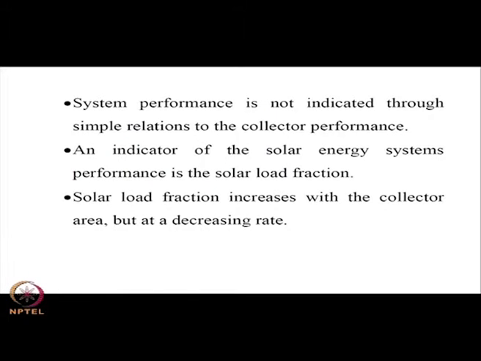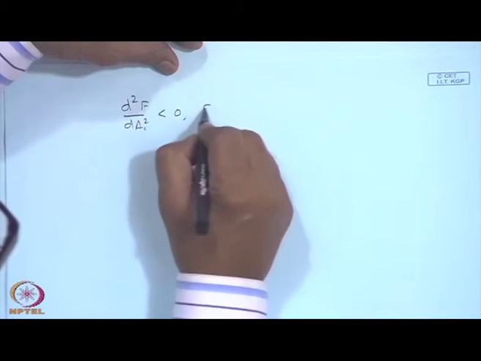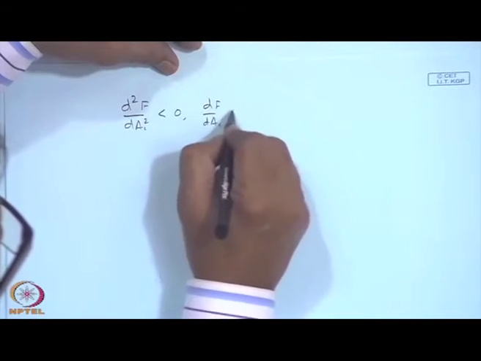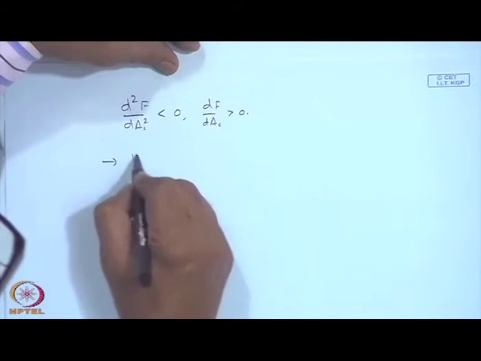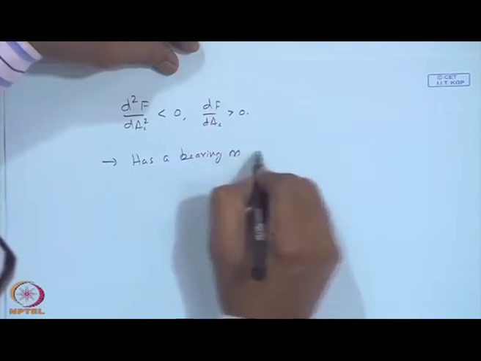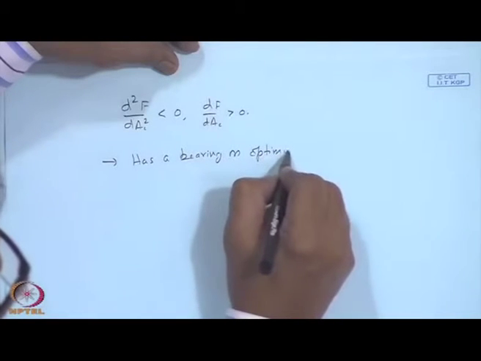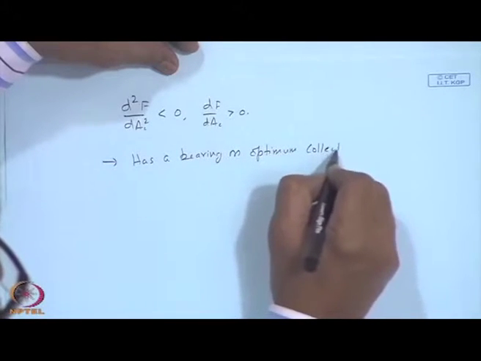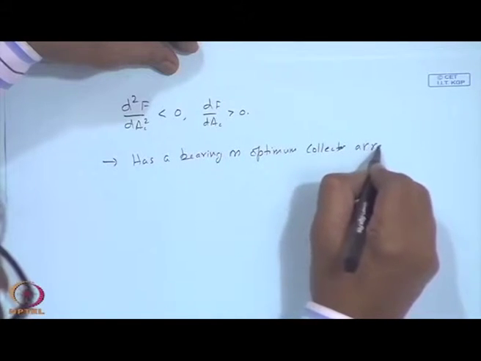So, that is what we are rating, the load fraction, and this solar load fraction increases with the collector area, but at a decreasing rate. So, this feature, d squared F upon d A_c squared less than 0, dF by dA_c though is positive, has a bearing on the optimum collector array area.